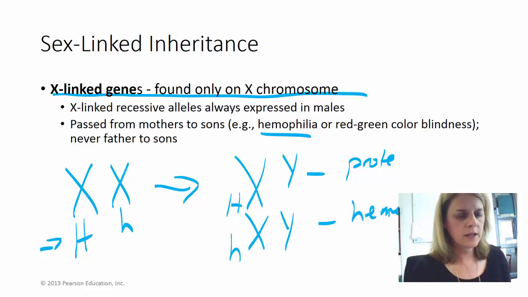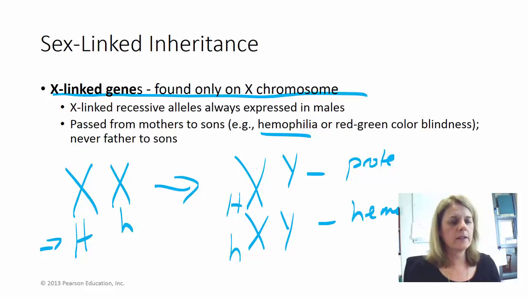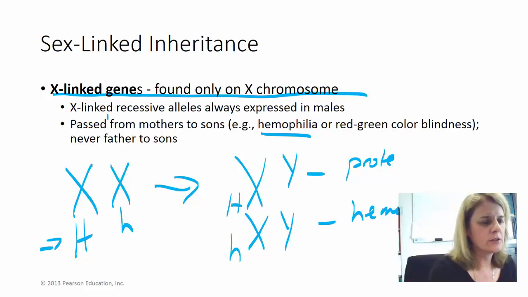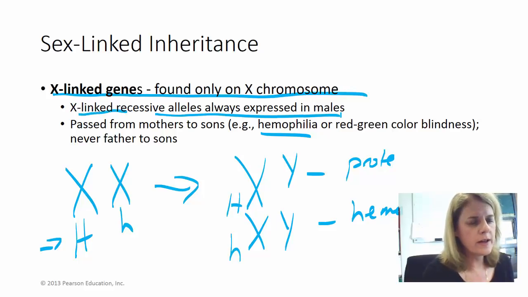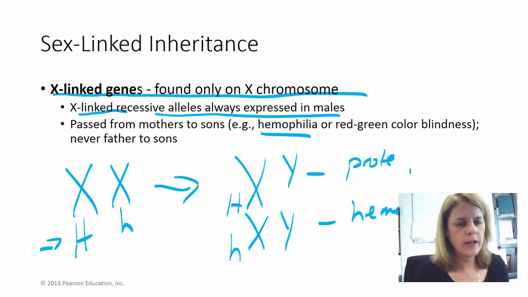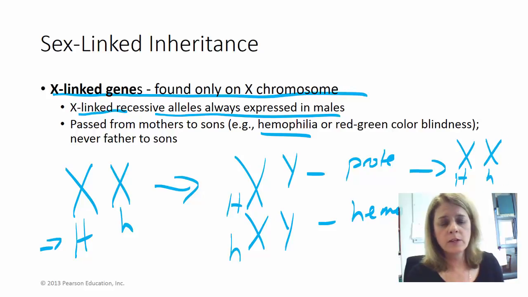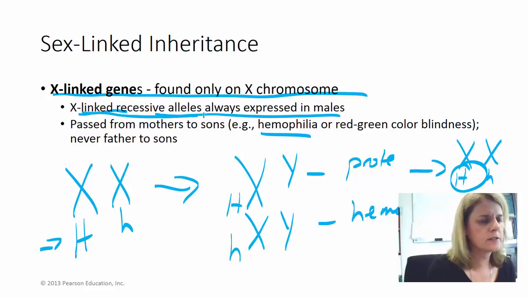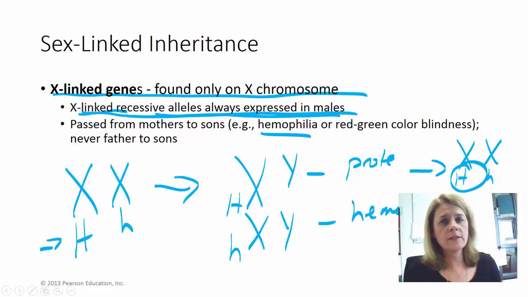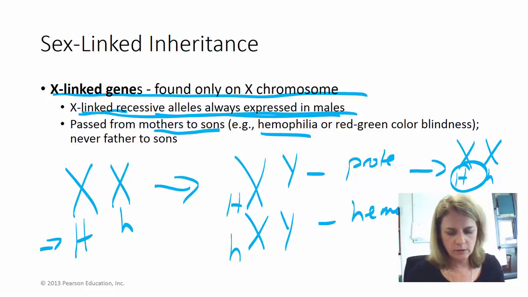This one has hemophilia because there's nothing on the Y. The hemophilia gene is not carried on the Y chromosome. It's only from the X. So X-linked recessive alleles are always expressed in males. If she had daughters, it would not be expressed because they would have the dominant. So in males, the X-linked recessive allele is always expressed. And this means it's always passed from the mother to son. So for example, hemophilia or red-green color blindness. So guys, if you have color blindness, you got that from your mom, even though she may not be colorblind because she has a dominant allele to override that.